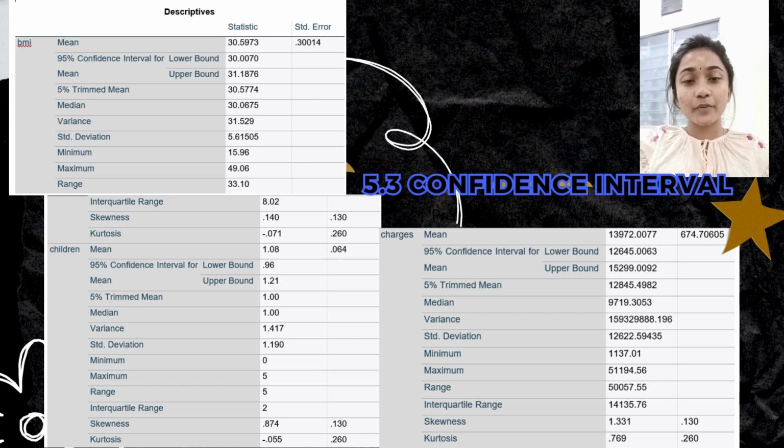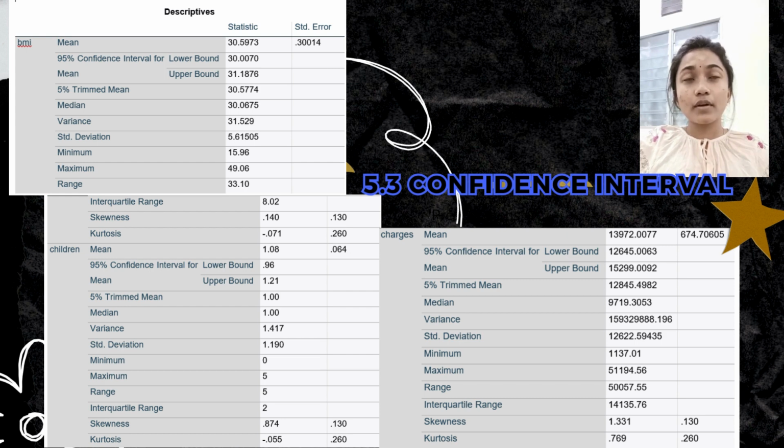And here for part 5.3, we discuss the confidence interval table. The confidence interval table provides the lower and upper boundaries for the numerical variables BMI, children and charges, along with the standard error and 95% confidence level. For BMI, the lower and upper boundaries are 30.0070 and 31.1876 respectively, with a standard error of 0.30014. For children, the lower and upper boundaries are 0.96 and 1.21 respectively, with a standard error of 0.064.